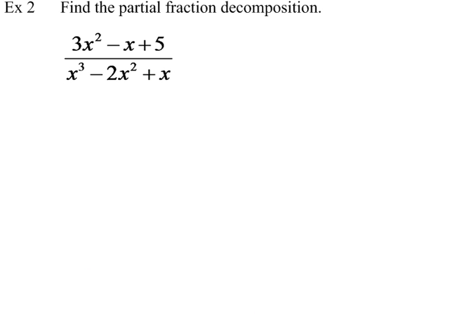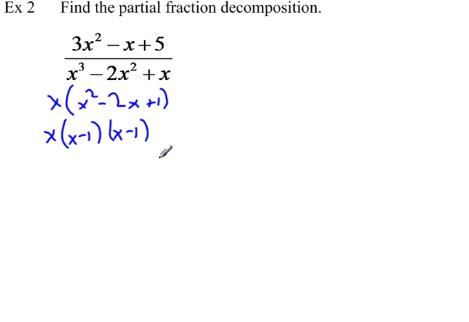We've got 3x squared minus x plus 5 over x cubed minus 2x squared plus x. So again, first thing I want to try to do is factor what's on the bottom here, and I'll start by pulling an x out of the whole works. x times x squared minus 2x plus 1. And then that'll factor as x times x minus 1 times x minus 1.